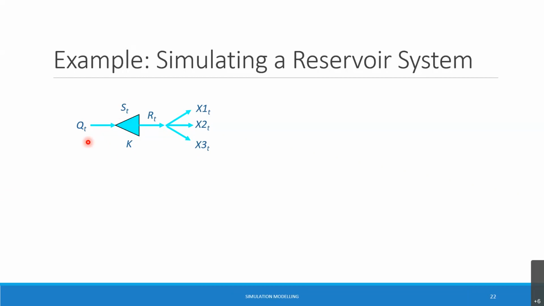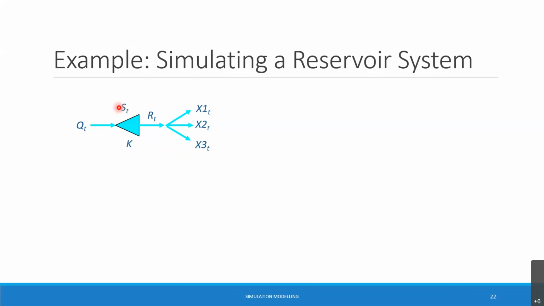Obviously, it's a continuous process because in a reservoir the flows will be coming continuously and you will be releasing water continuously. We don't deal with continuous time, but we take a discrete time step, usually a week, a fortnight, or maybe a month. So time T here is the time at which I'm talking about. If I say month, then ST here represents the storage at the beginning of that month.